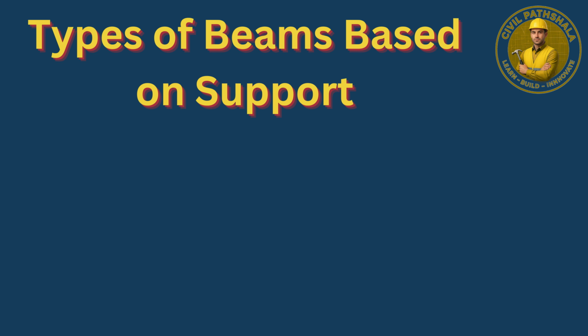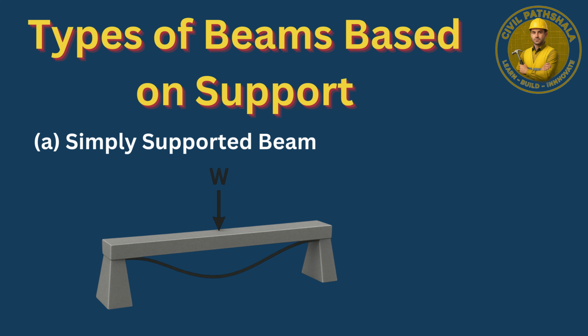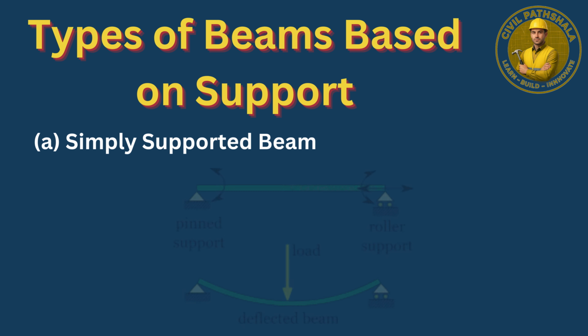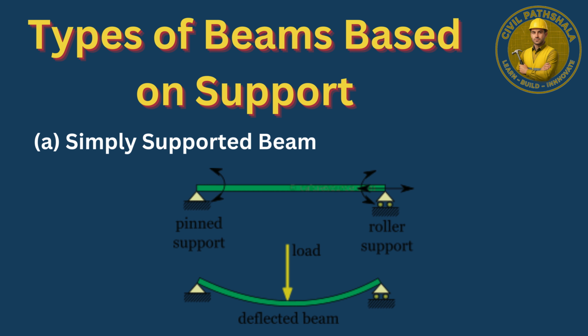Types of beams based on support. A. Simply supported beam. A simply supported beam rests freely on supports at both ends. It can rotate but cannot move vertically. This is the most common and basic type of beam.